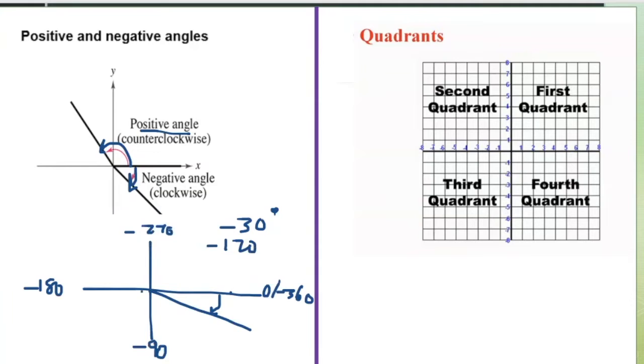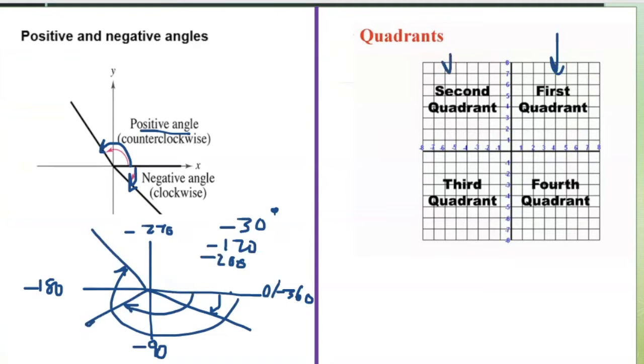So negative 120 would fall between negative 90 and negative 180. All of this will represent minus 120. If I have negative 200, it will fall between negative 180 and negative 270, and all of this represents minus 200.